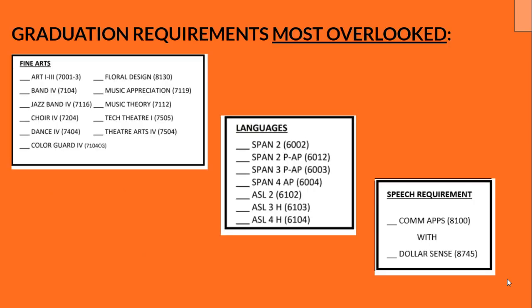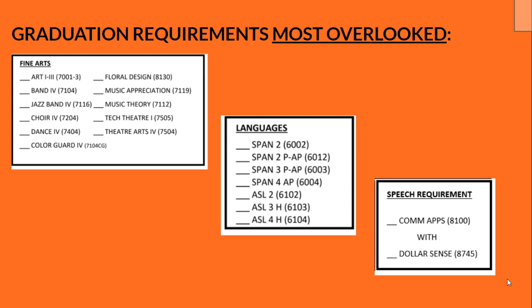These are some of the graduation requirements that get overlooked: fine arts, languages, and speech. If you have not taken any of the following fine arts up to this point, then please make sure that you select one for next year. Make sure that you also have 2 years of a foreign language selected for next year.